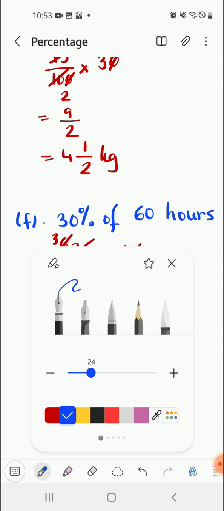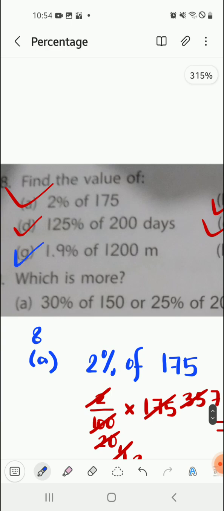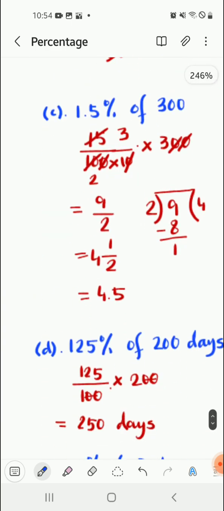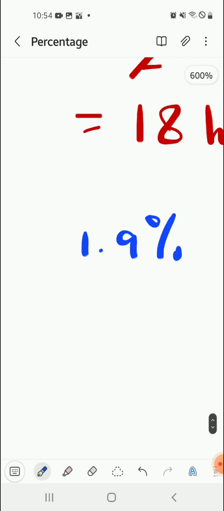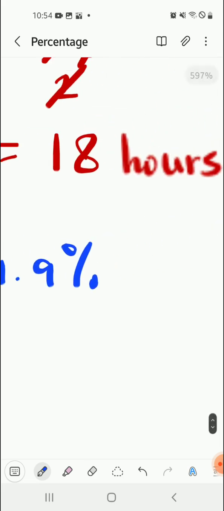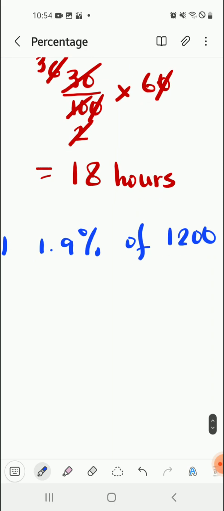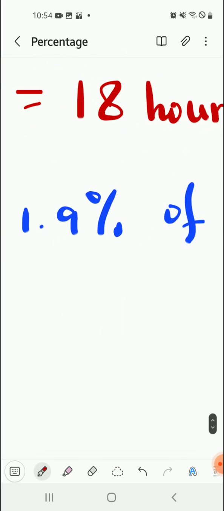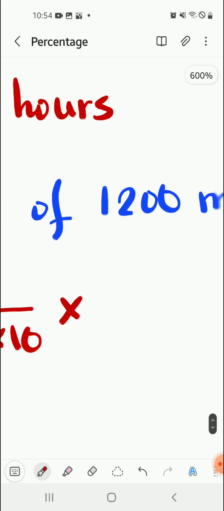Moving on to question number G. 1.9% of 1200 meter. Let's write it down. 1.9% is written as 1.9 by 100. In order to remove this decimal, because there was one decimal place here, so we are going to divide it by 10. Of is written as into, and 1200.